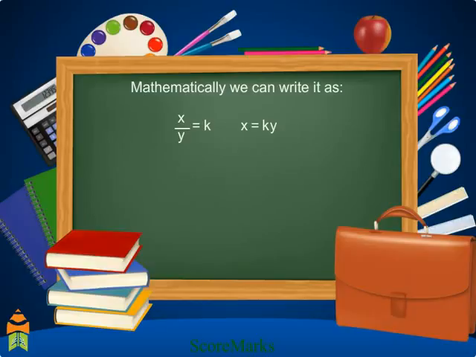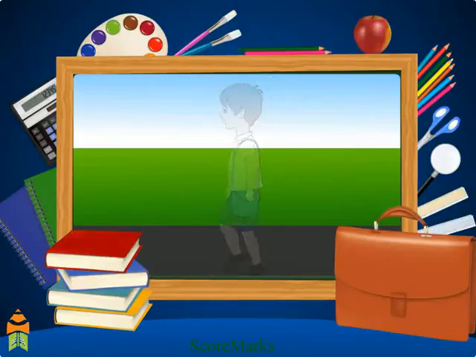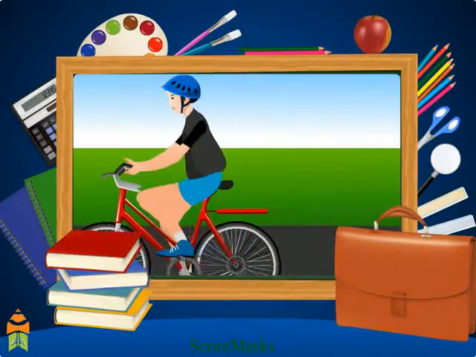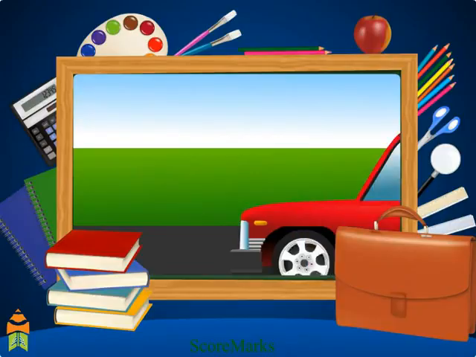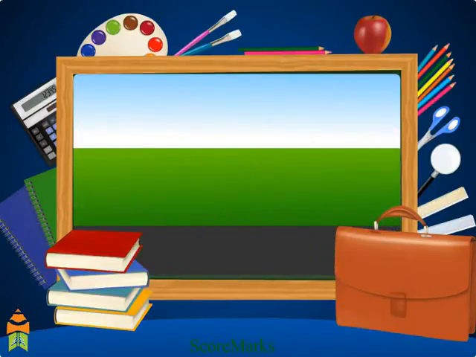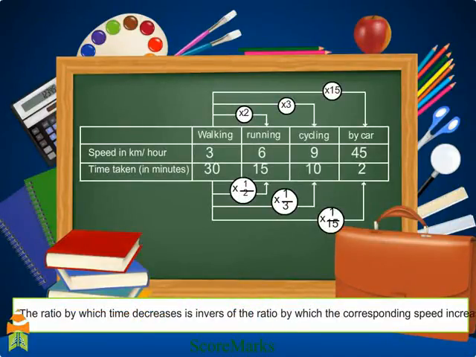Now comes the inverse proportion. Consider another example. A person can go to his destinations in 4 different ways. He can walk, he can run, he can go by a bicycle, or he can go by the car. We have noted the observations in a table. We see that as the speed increases, the time decreases. In other words, we can say that the ratio by which time decreases is the inverse of the ratio by which the corresponding speed increases.